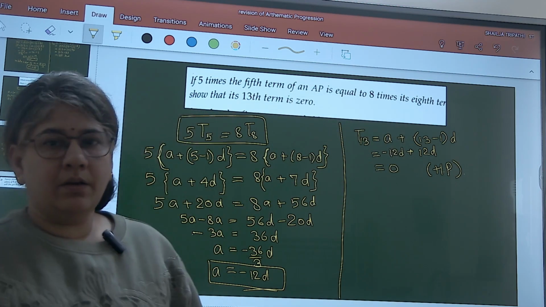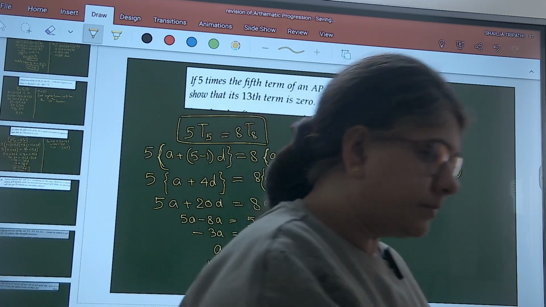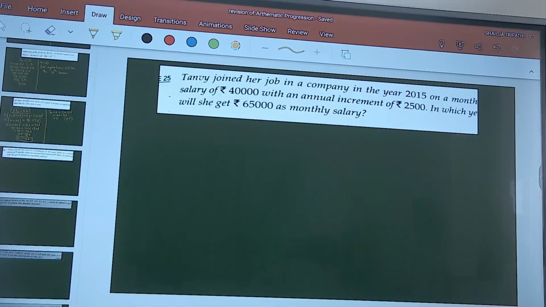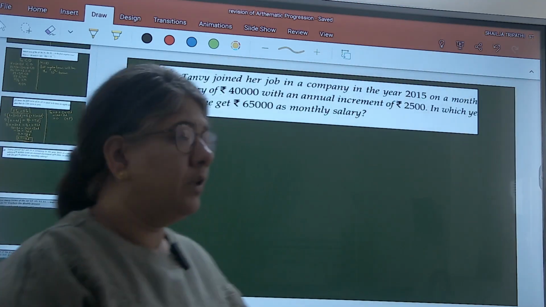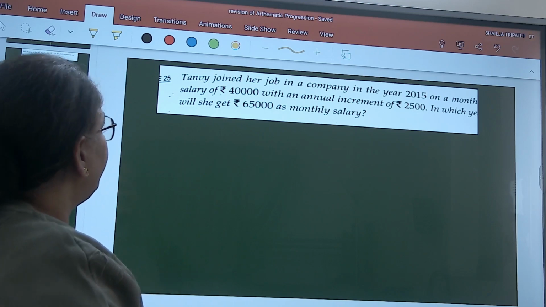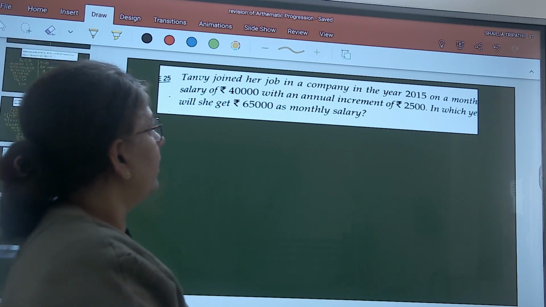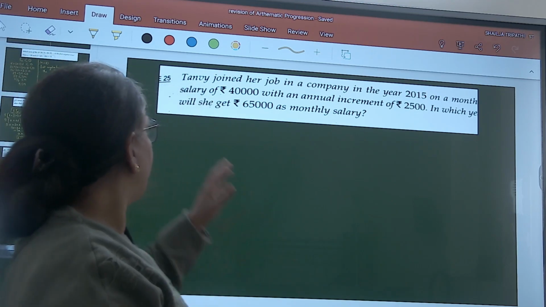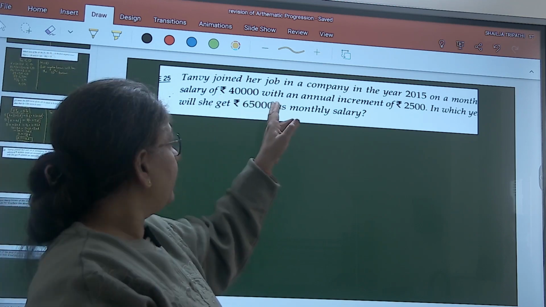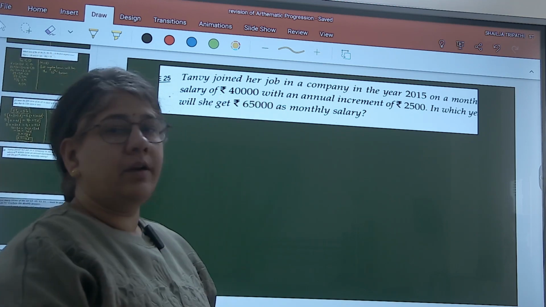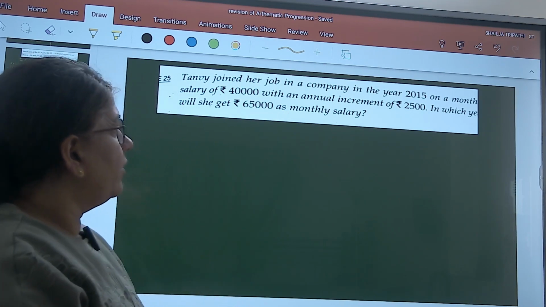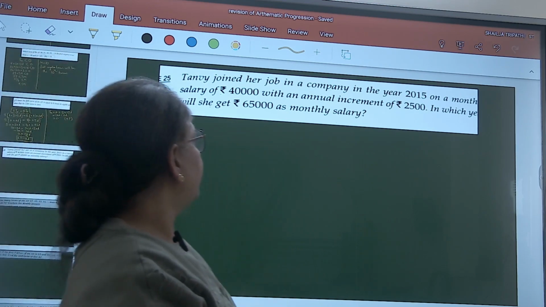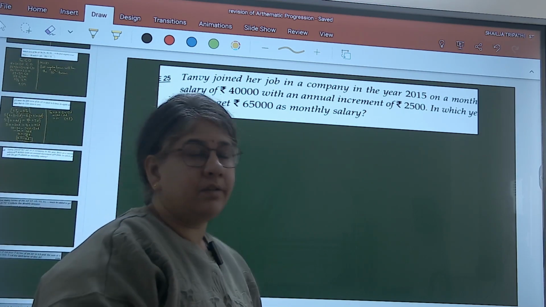Now let's see another question. See, Tanvi joined her job in a company in year 2015 on a monthly salary of rupees 40,000 with an annual increment of 2,500. In which year will she get 65,000 as a monthly salary?